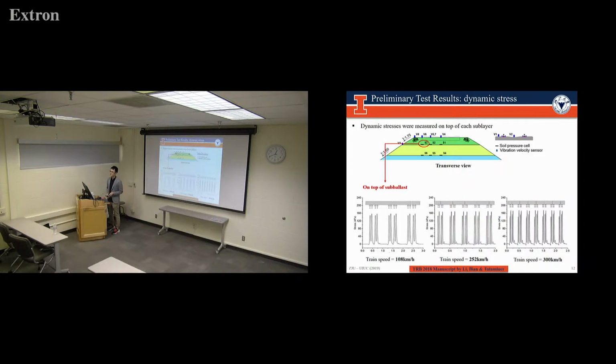Besides the vibration velocities, in the lab they also obtained the dynamic stress on top of each sublayer. And these are the dynamic stresses obtained on top of the sub-ballast layer at 3 different speeds.